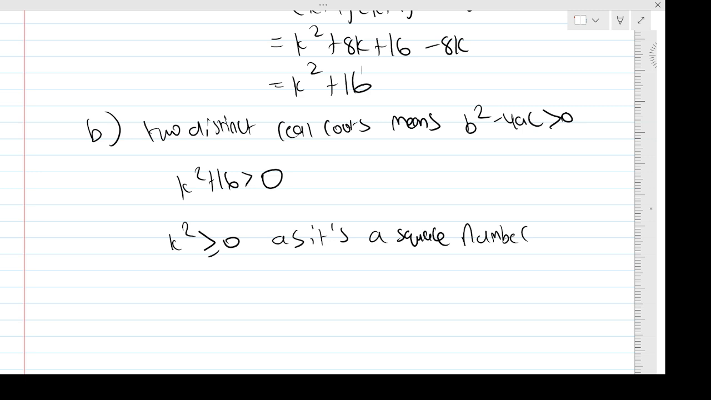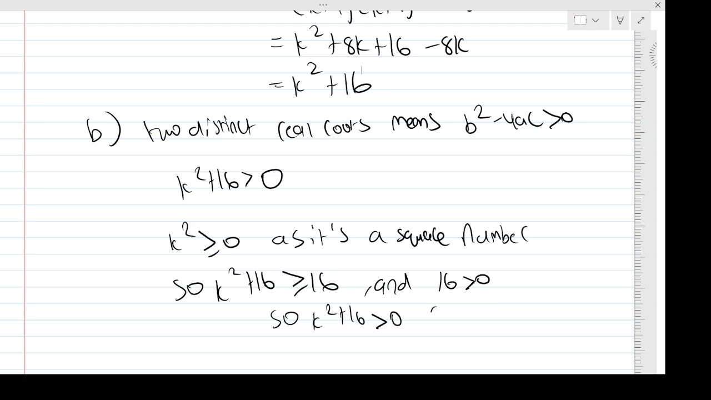So k squared is greater than or equal to 0, so that means k squared add 16 has to be at least 16, right? Because if the k squared is a minimum at 0, then if we added 16 onto the 0 as a minimum, the new minimum is 16. So that's at least 16, and look, clearly 16 is greater than 0. So k squared plus 16 is greater than 0 for all values of k.